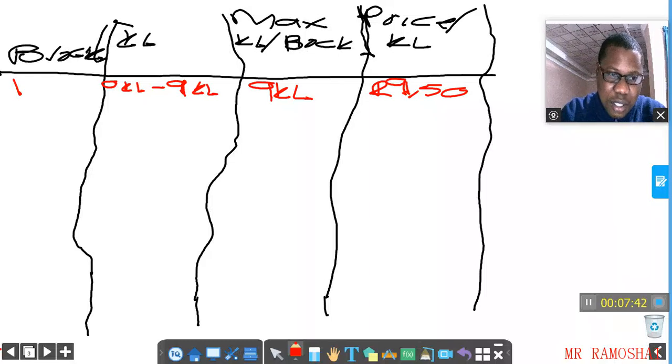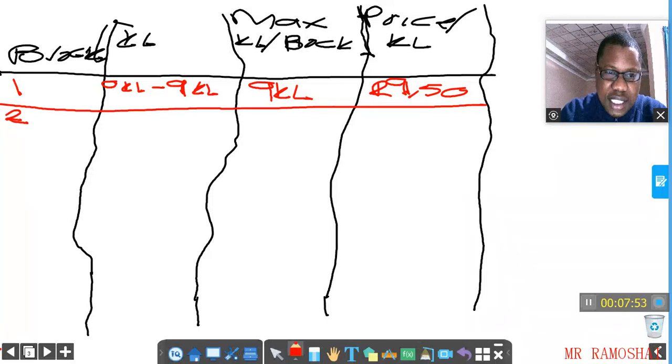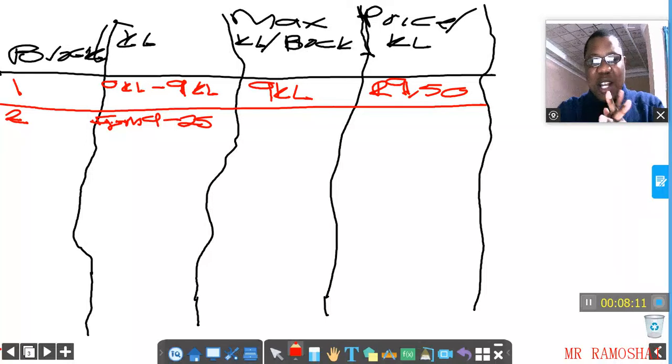Then let's go to block number 2. I'm going to try to analyze this block. Right, block number 2, it says from 9 to 25. Guys, careful, ne? Look at this. The second block says from 9 to 25. I just checked that. Yeah, 9 to 25.